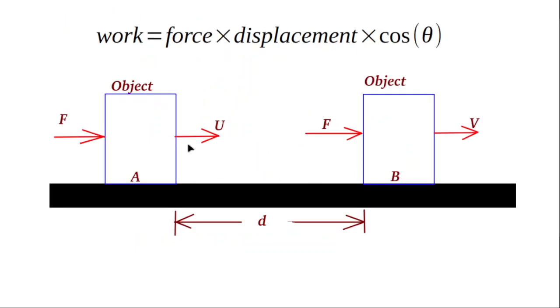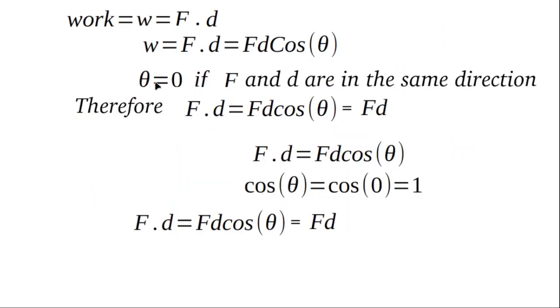In the figure shown, the displacement is along the direction of the motion of the object. The force is towards the right, and the displacement is also to the right. So force and displacement are in the same direction, and the angle between them is 0. Therefore, if theta is equal to 0, then F bar dot d bar is equal to Fd cos theta, and cos 0 is equal to 1. So F bar dot d bar is equal to Fd.